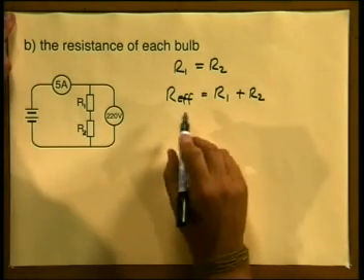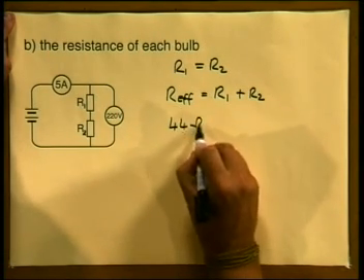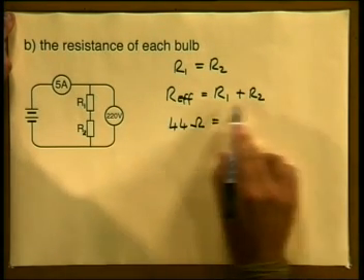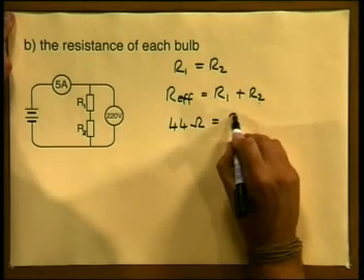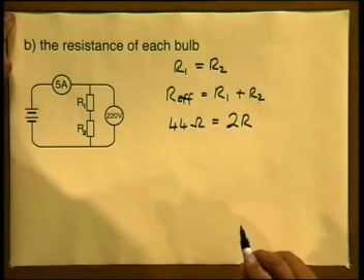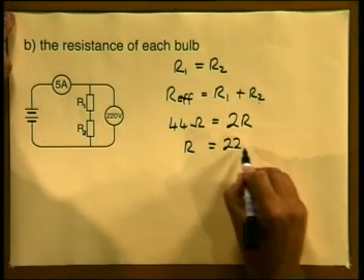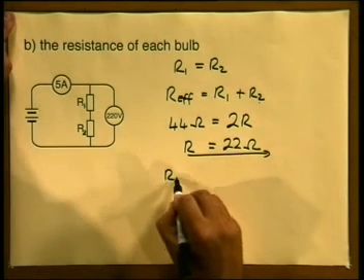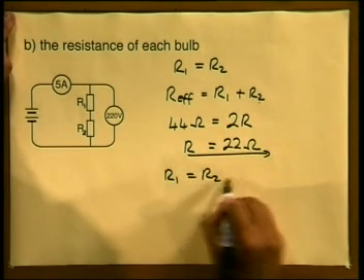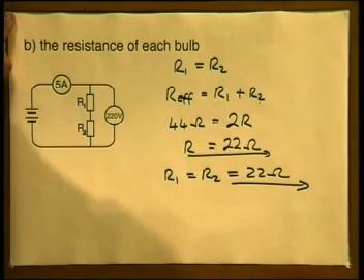We calculated the effective resistance in part A as 44 ohms. Therefore, that must be equal to R1 plus R2. If they are identical, then it's equal to 2R. Therefore, R must equal 22 ohms. If they are identical, then R1, which equals R2, equals 22 ohms each.